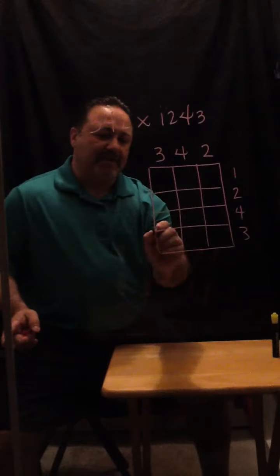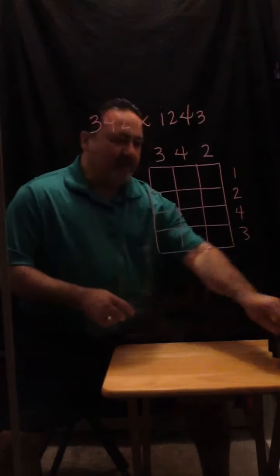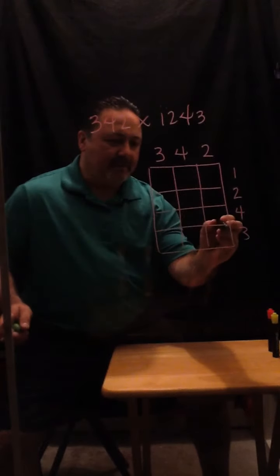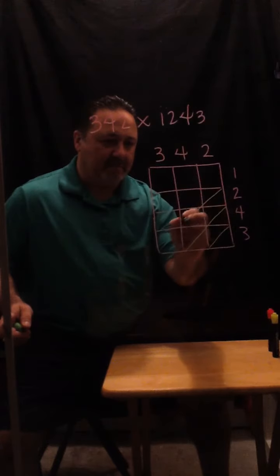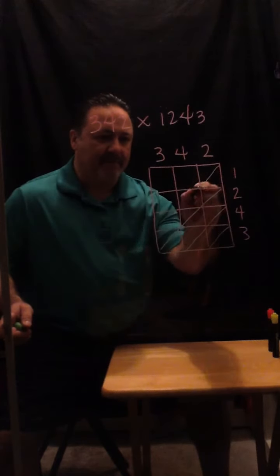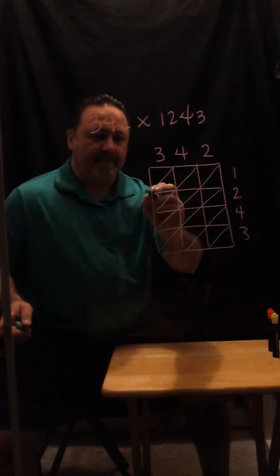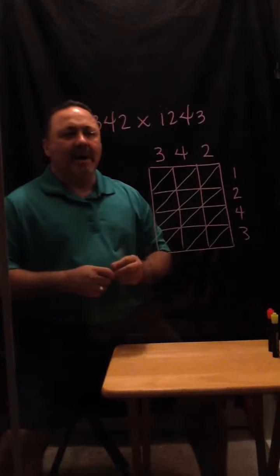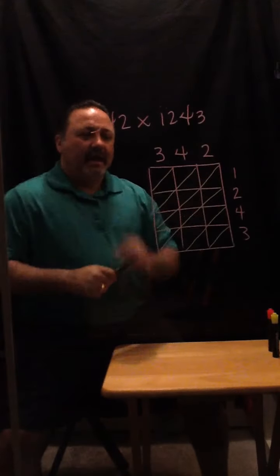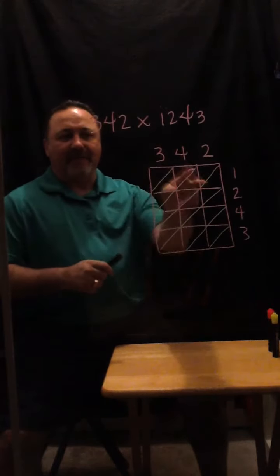Now the beauty about Chinese multiplication is this. Now that I have this matrix, I'm going to draw these lines right down the middle of each one of these boxes, these cells. They'll come in handy in a minute. Each one of my intersections is where I'm going to put the answer for that problem.